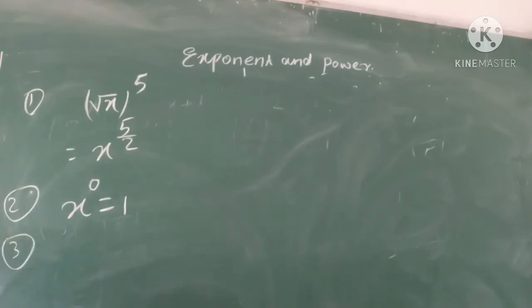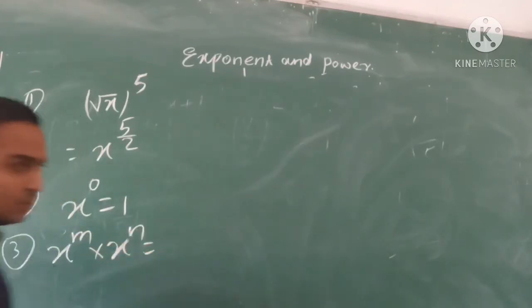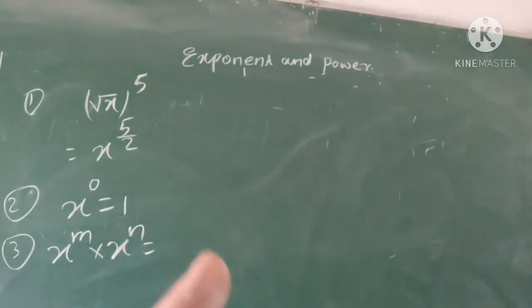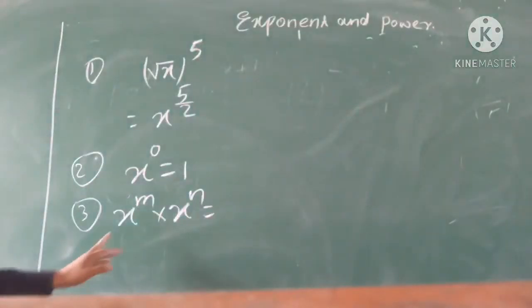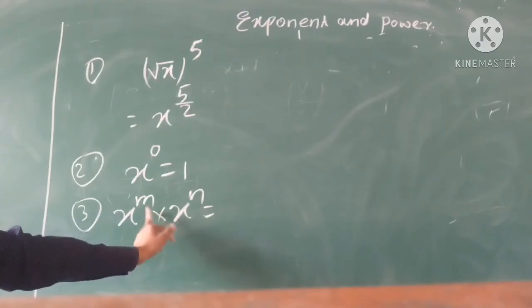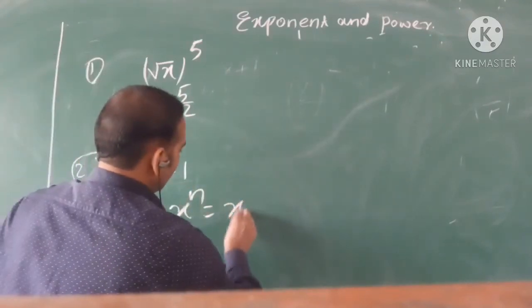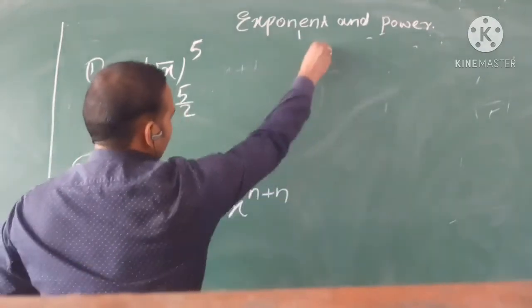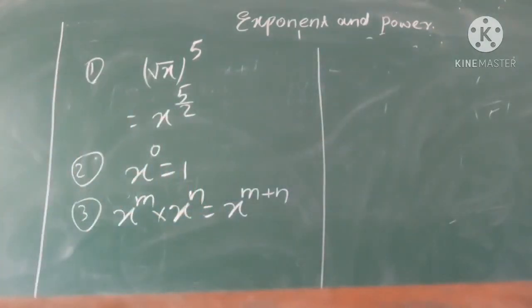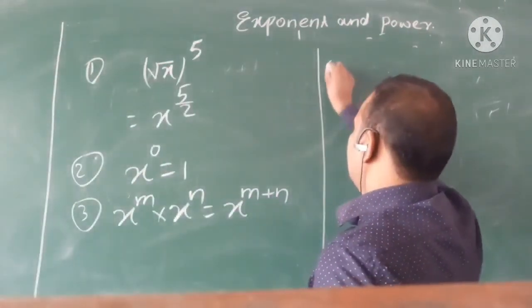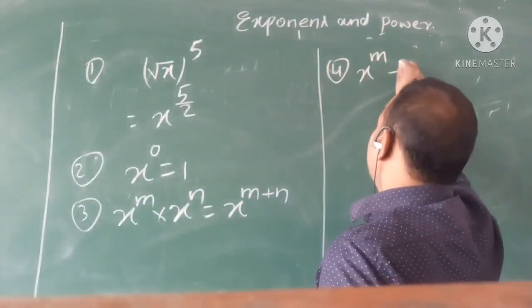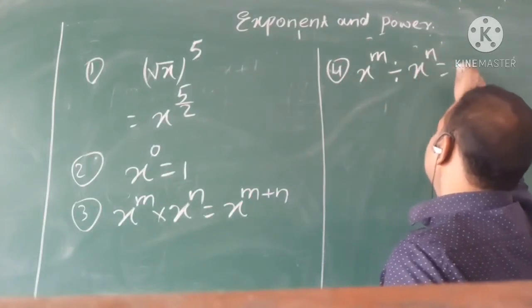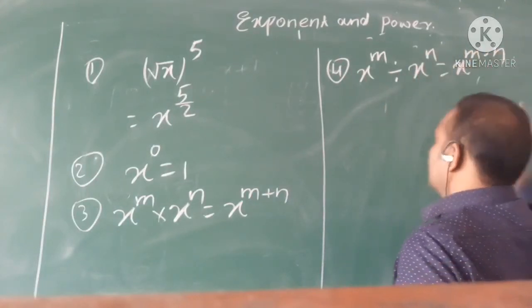Third one, x to the power m into x to the power n equals x to the power m plus n. If bases are same, in multiplication powers are added. And if bases are same, then in division powers are subtracted, like x to the power m divided by x to the power n is x to the power m minus n.